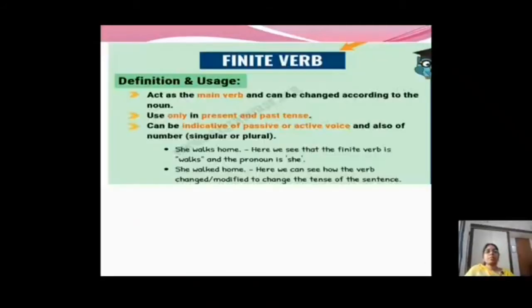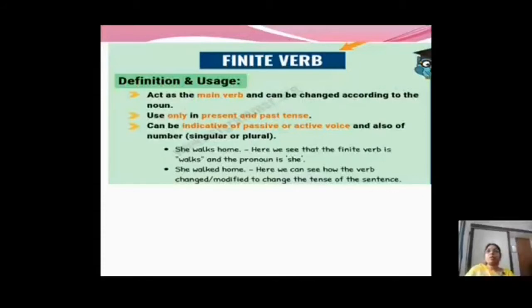Example. Definition you saw: it acts as a main verb and it can be changed according to the noun. And the second point is it is used only in present tense and past tense. It can be indicative of passive or active voice and also the number, singular or plural.